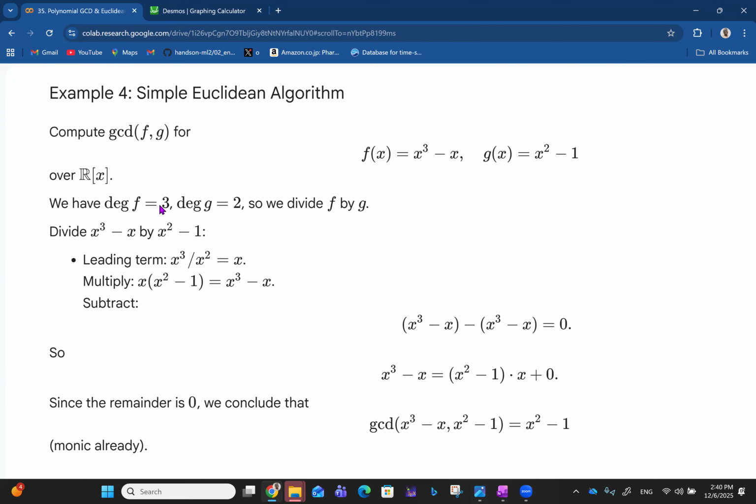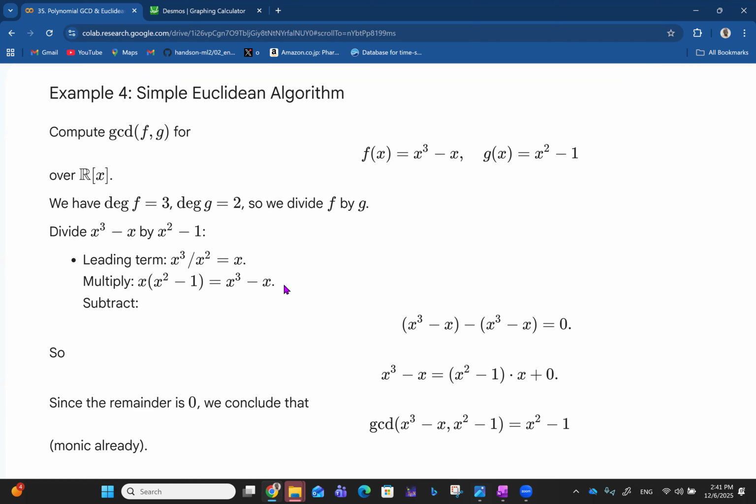First of all, f is of degree 3 and g is of degree 2, based on the exponents. So we divide f by g. We divide by the smaller one. So divide x cubed minus x by x squared minus 1. The leading term is x cubed over x squared, which is x. So we divide x into x squared minus 1.